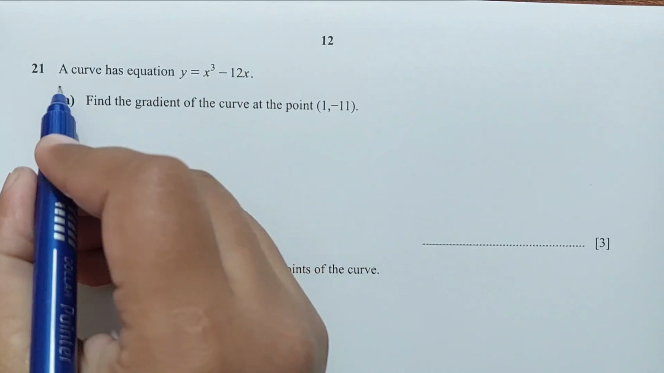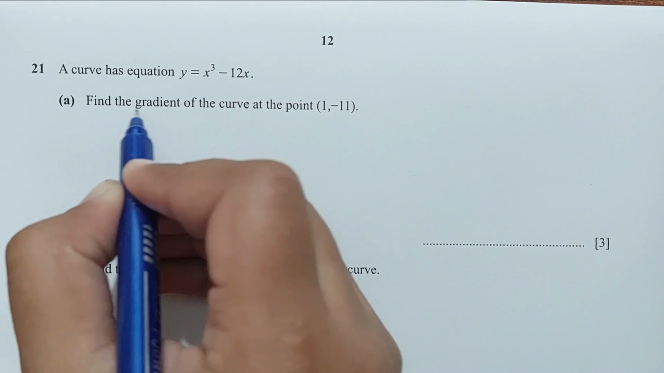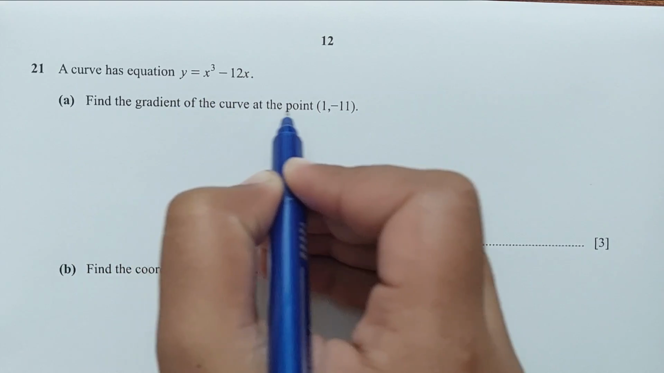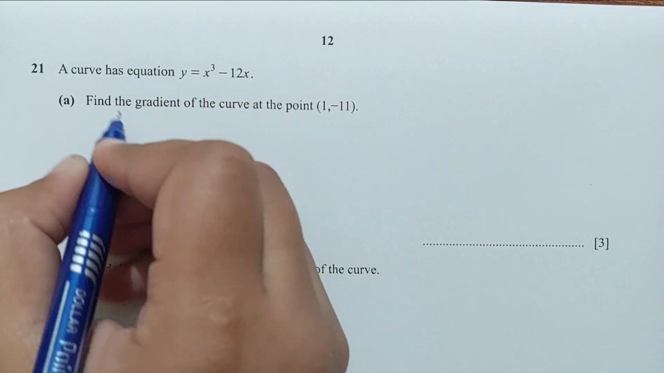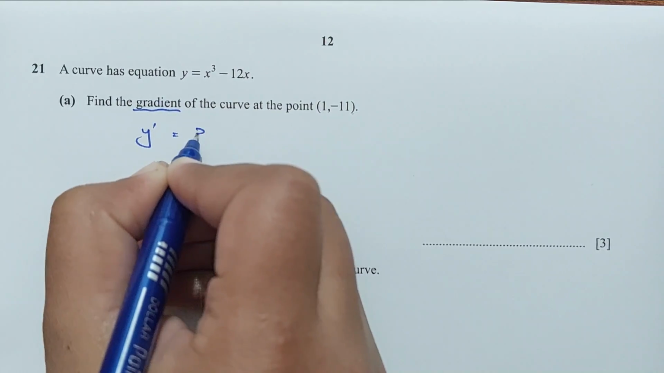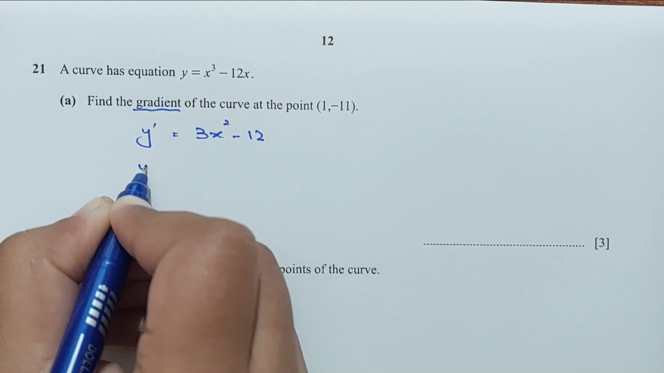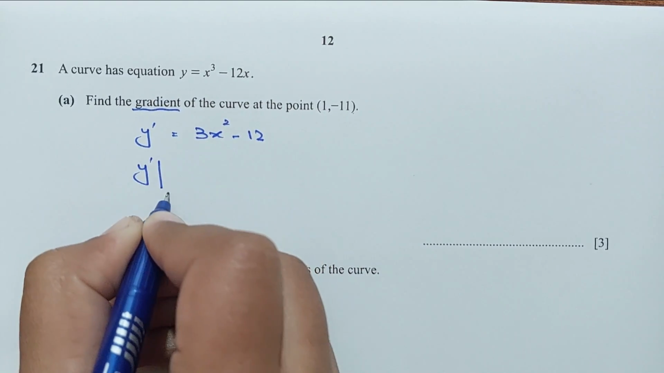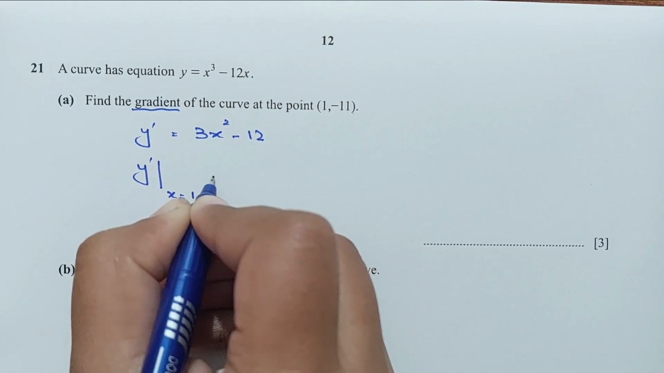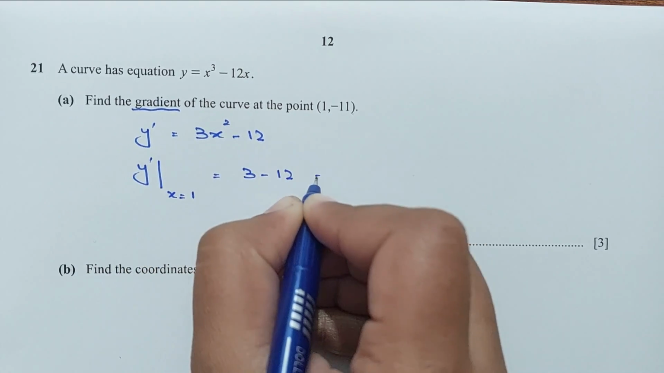Question number 21. A curve has an equation y equals to x cube minus 12x. Part A. Find the gradient of the curve at the point 1, negative 11. So gradient of the curve is basically y prime, which is 3x square minus 12. And we have to find y prime at x equals to 1, which is 3 minus 12. 3 take away 12 is negative 9.